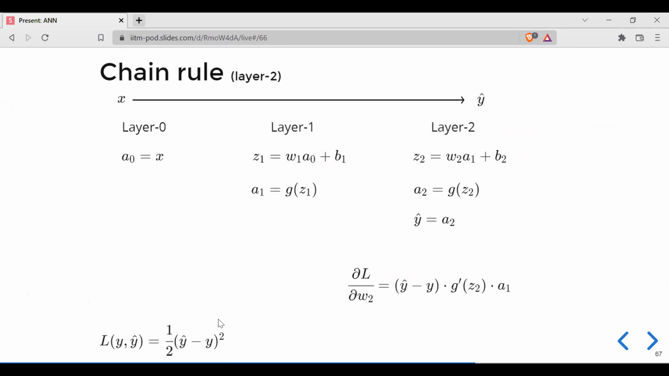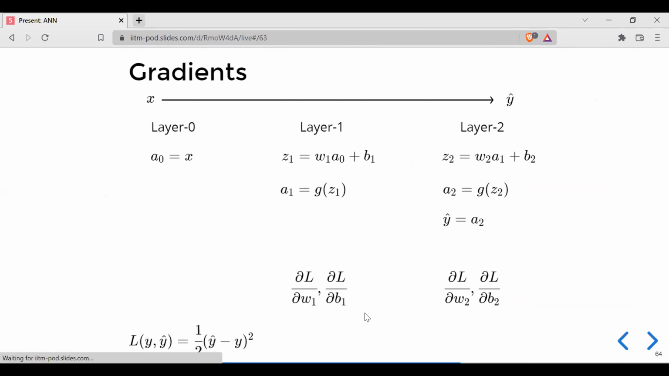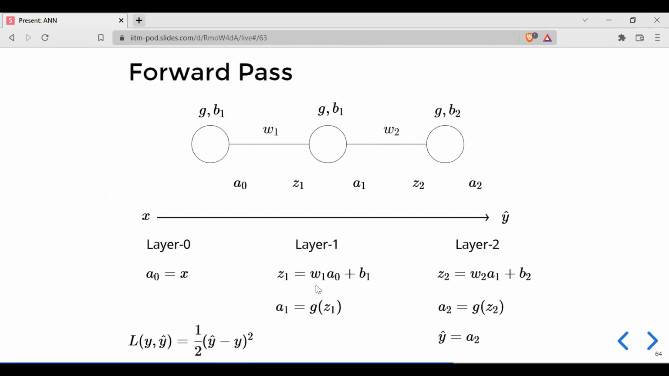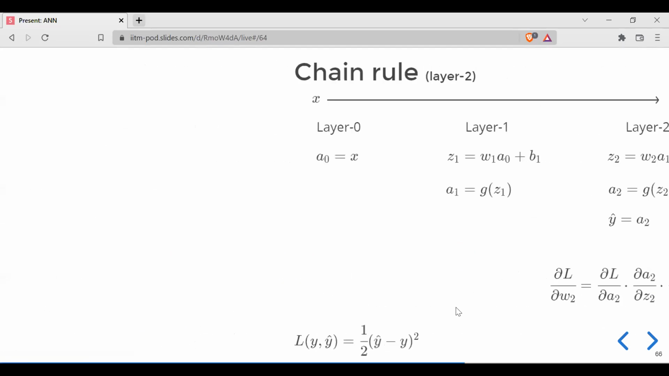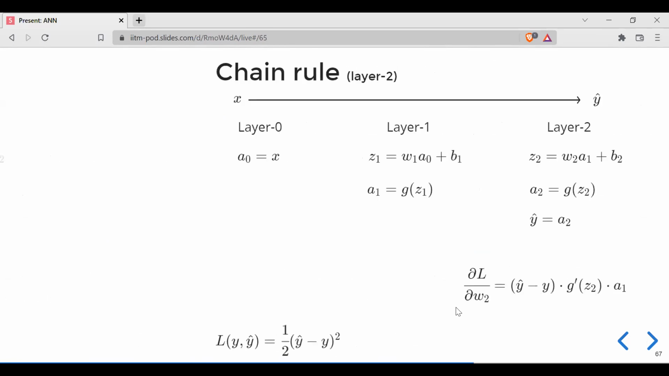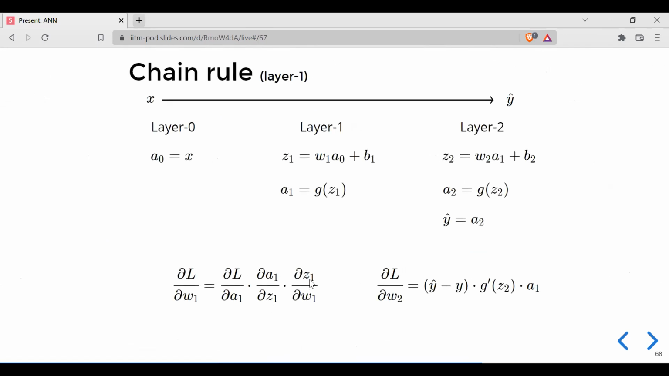So look at this form. Here L was a function of y hat, y hat is a function of Z2, and Z2 is a function of A1. And Z1 is a function of A0. So ultimately, for finding the derivative of L with respect to W1, you have to find the derivative of L with respect to A1, and you can find that using these equations. So we will make use of del L by del W2 here to find the derivative of L with respect to W1. We will find the derivative of L with respect to A1 first, and A1 with respect to Z1, and Z1 with respect to W1.